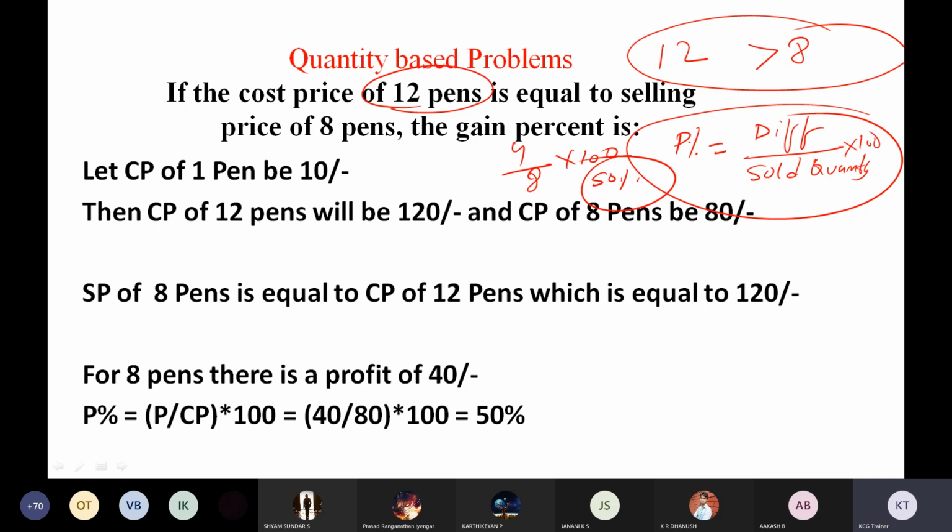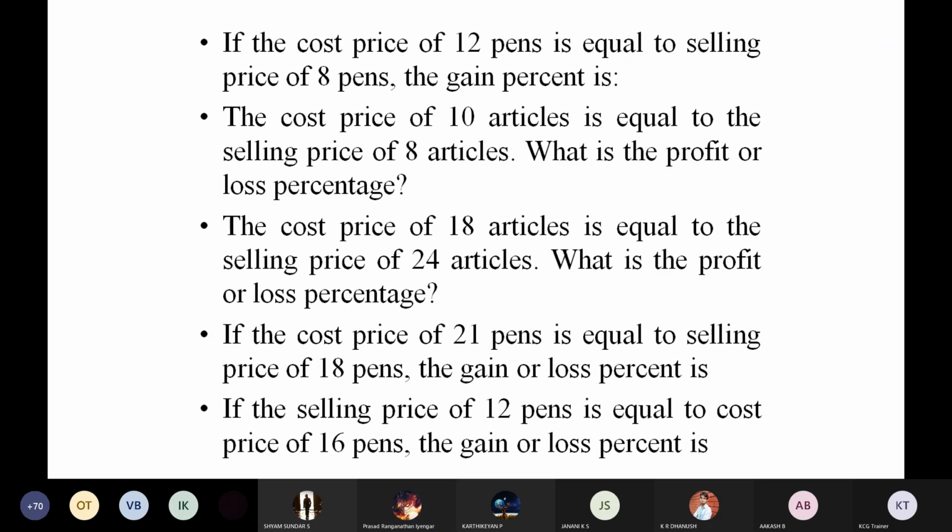Understood or not, guys? Shall I take one more example? See the second question. I have already done the first one, 50% profit. Second question: cost price of 10 articles equal to selling price of 8 articles. First you tell me, is it a profit question or a loss question? He brought 10, he sold 8. Is it a profit question or a loss question?